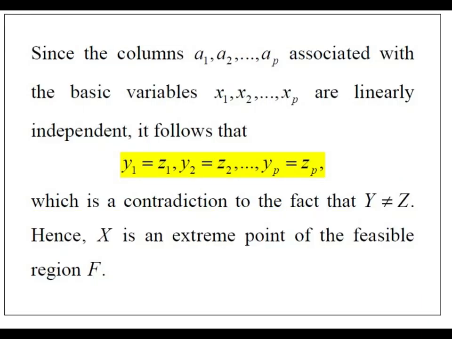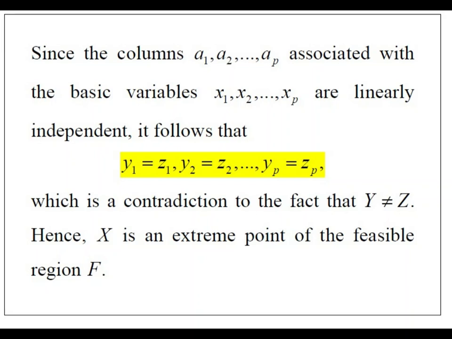Since the p columns of the coefficient matrix A associated with the p basic variables are linearly independent, it follows that y1 equal to z1, y2 equal to z2 and yp equal to zp. That is, y is equal to z, which is a contradiction to the fact that y is not equal to z, that is, y and z are distinct feasible solutions. Hence, X is an extreme point of the feasible region F.